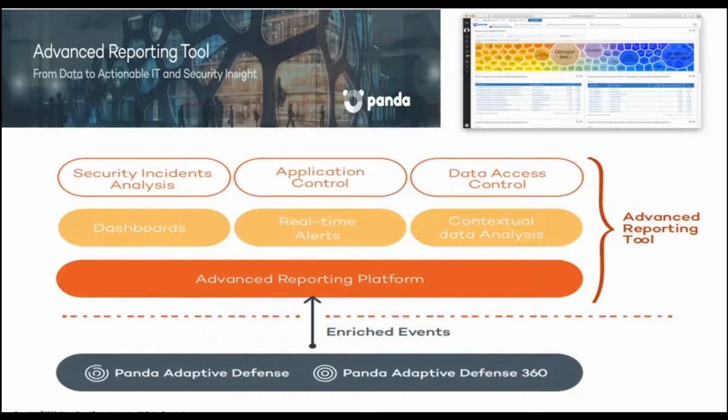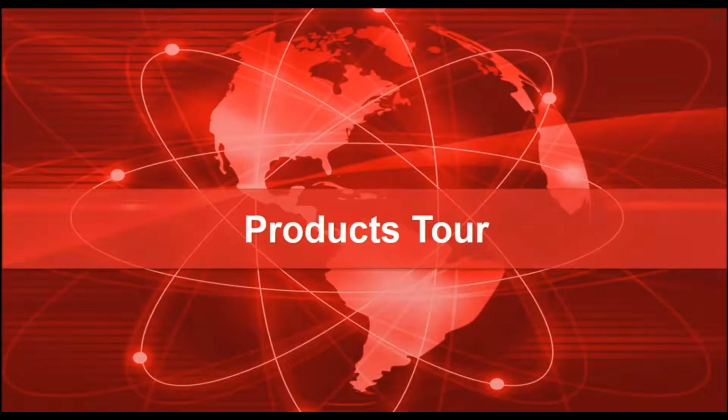So the main idea here is that we have Panda Adaptive Defense and Adaptive Defense 360. All these enriched events are going to go to the advanced reporting platform where we're going to have all the dashboards, real-time alerts that can be created, contextual data analysis, as well as the idea that you can look at the security incidents analysis, application control, and data access control. All of that is going to be part of the advanced reporting tool.